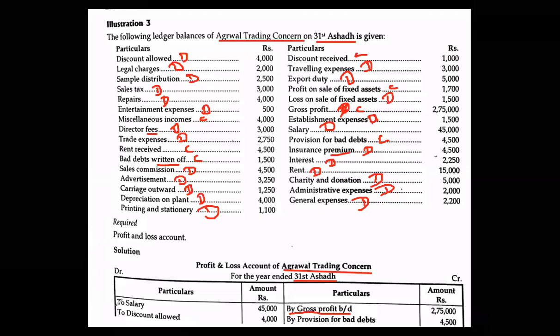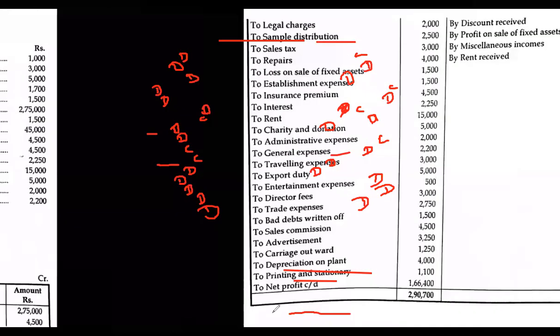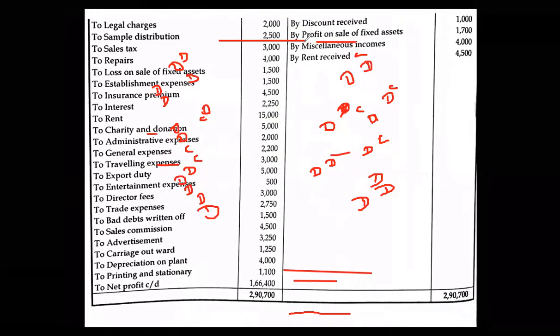So write down two on the debit side. Look at DR, looking for it. So two looking for it, so on the DR side, the two, salary and discount allowed. On the credit side, you write the rest.